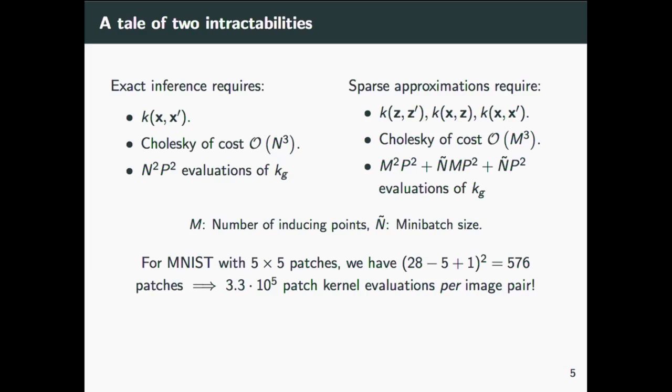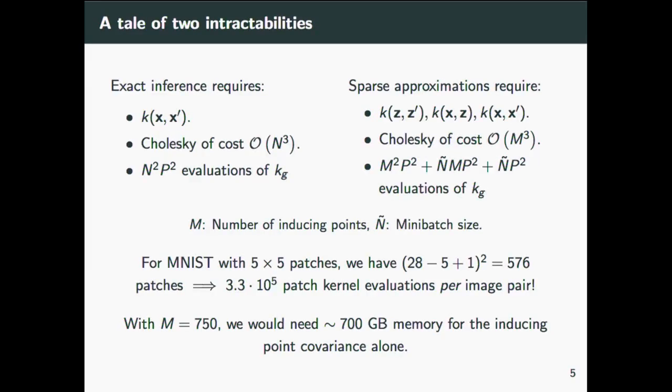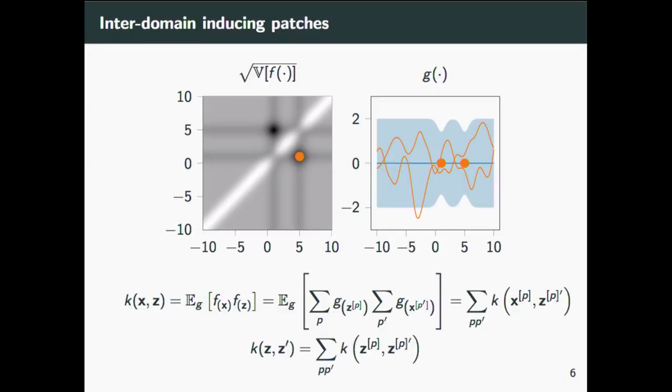So, as an illustration, if we take MNIST with 5 by 5 patches, we would require 330,000 kernel evaluations per pair of images that we want to find the covariance of. So, even if we applied sparse variational inference for the Gaussian processes, our inducing point matrix, which is supposed to be tractable, would require 700 gigabytes of memory, which is totally infeasible. So this illustrates the fact that the convolutional Gaussian process is actually intractable in a different way to general Gaussian processes.